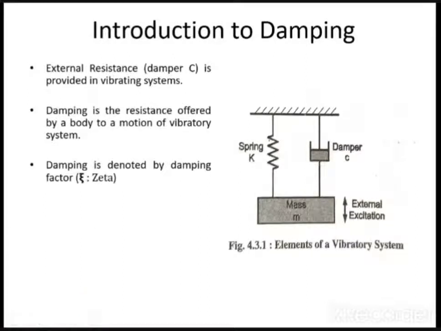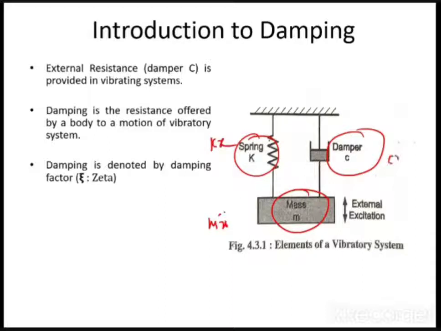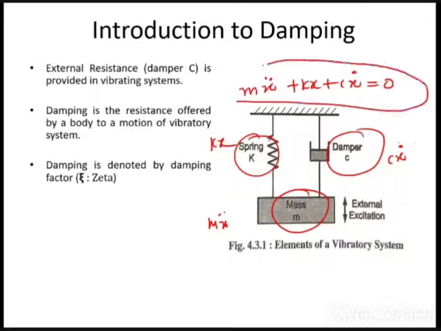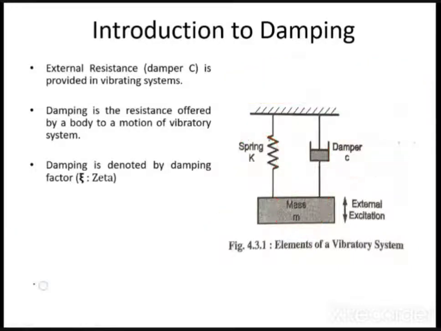Basically three basic elements: K, C, and M. Mass is governed by mx double dot, spring is governed by kx, and damping is governed by the damping force cx dot. So the equation of motion becomes mx double dot plus cx dot plus kx is equal to 0. This is what we understood yesterday mathematically, right? I have just revised what we studied yesterday.